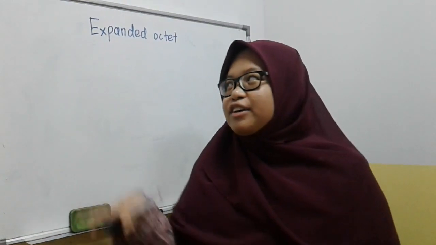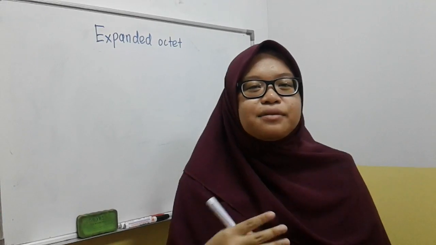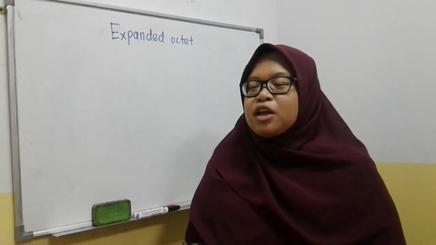Ira, do you know what is expanded octet? Expanded octet? Okay, expanded octet. So expanded octet is when there are more than 8 electrons in the center atom. So it will never have a triple bond or double bond in the structure.